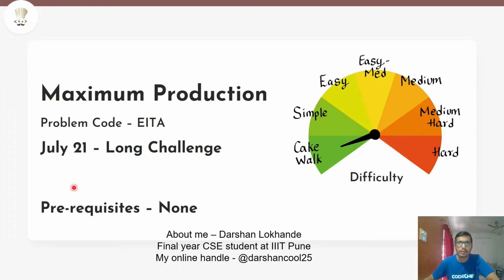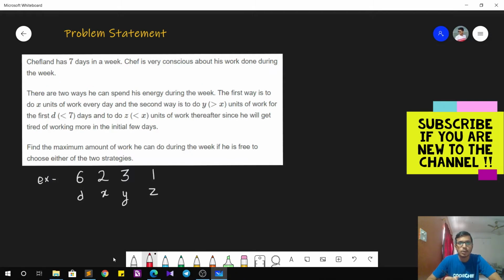The problem that we are going to discuss today is Maximum Production. The problem appeared in July 21 Long Challenge and has a difficulty level of cakewalk. There are no prerequisites to solve this problem. The problem statement goes as follows.